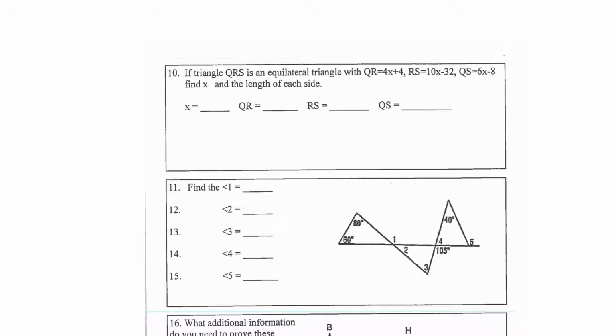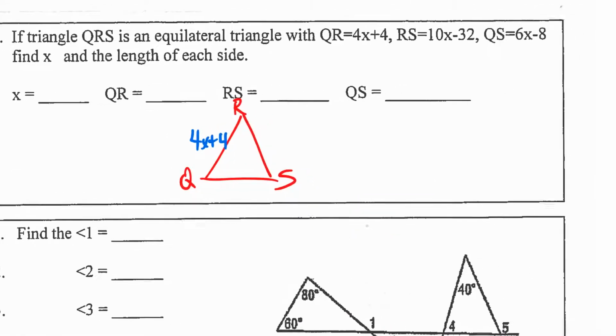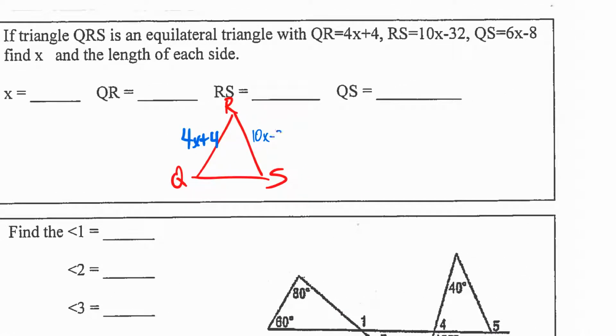All right, so this one definitely trips people up. So we have triangle QRS. And it says that QR is 4x plus 4. Zoom in here. RS is 10x minus 32. And QS is 6x minus 8. Now, QR is talking about how long that side is. It's not talking about how big an angle is. So it's not like it's equal to 60, or we're going to add them all up to equal 180. It's not talking about angles. It's talking about the sides.